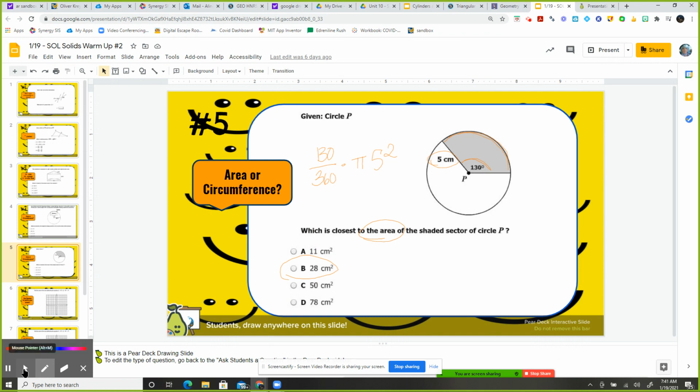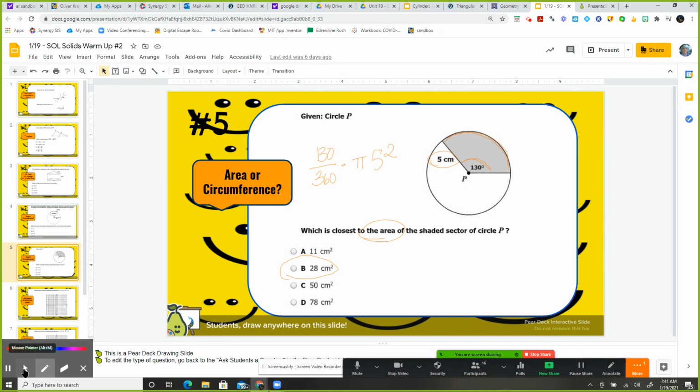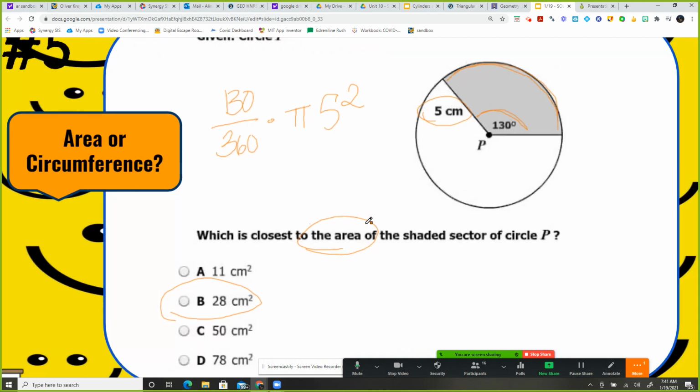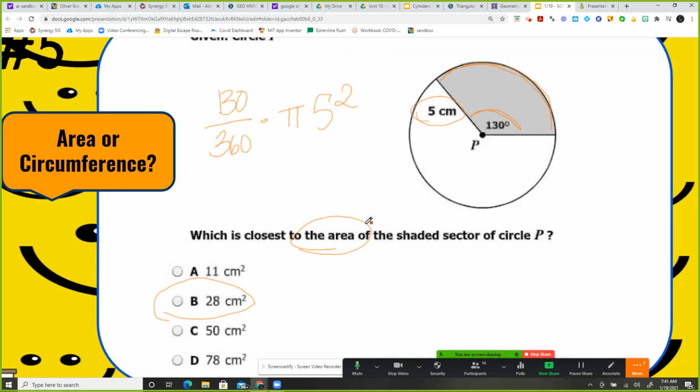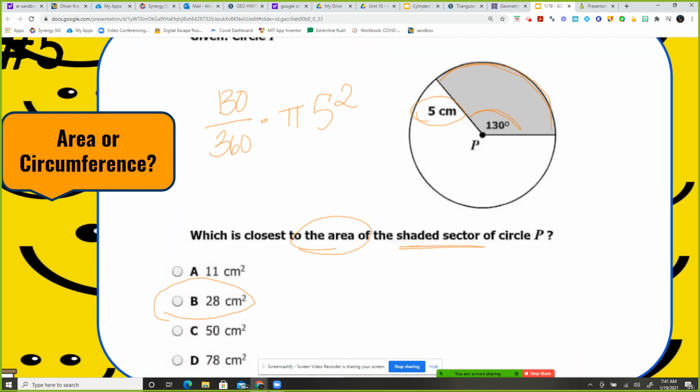Wait, can you explain that real quick? Because I guess it's completely different. Absolutely. Yeah, and maybe I did something crazy. So the closest area to the shaded sector, because it says shaded, we want this part, the 130. So 130 over 360. And then it says the area. So we need to use the area formula, which is pi r squared.